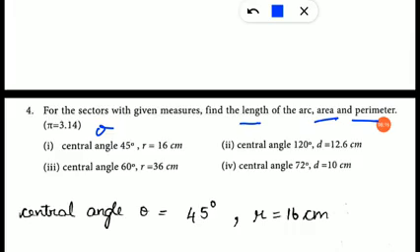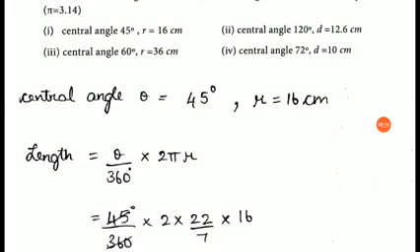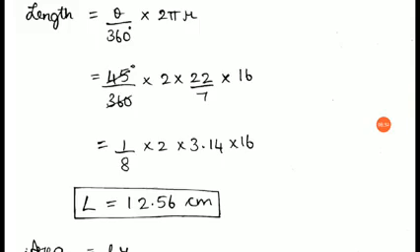First, to find out the length, what is the formula? The theta value is here, so what formula will you use? Length is equal to theta by 360 into 2 pi r. So, you can directly substitute and find out the value for length.